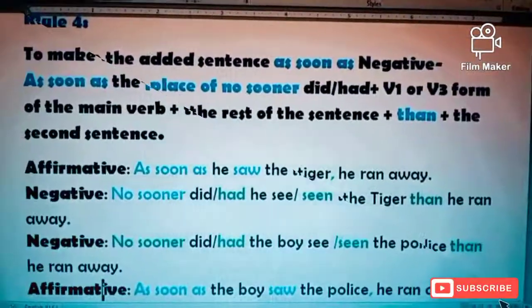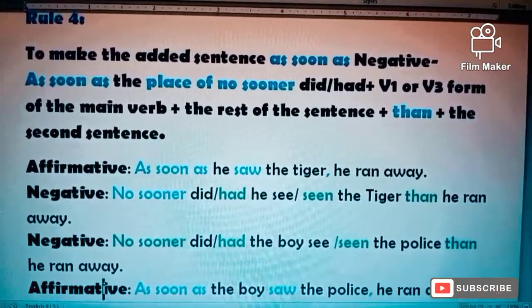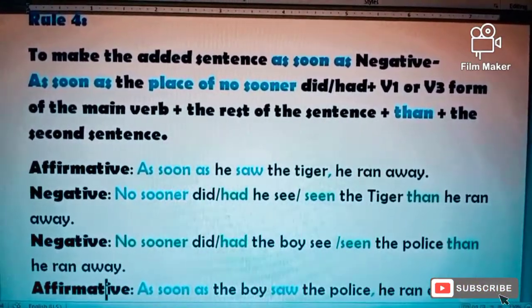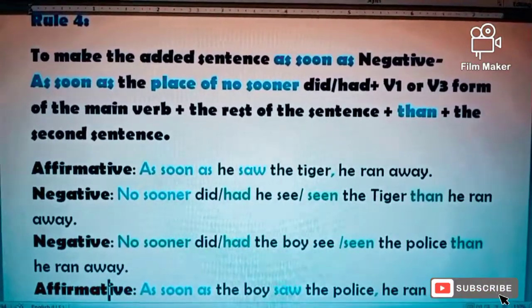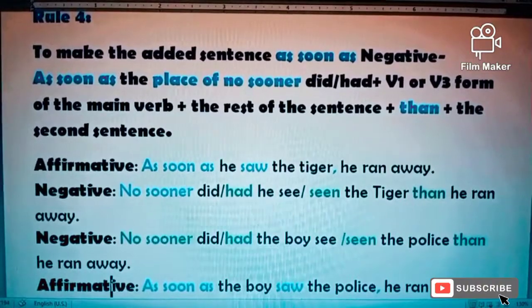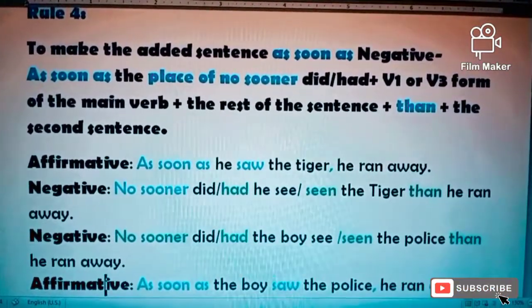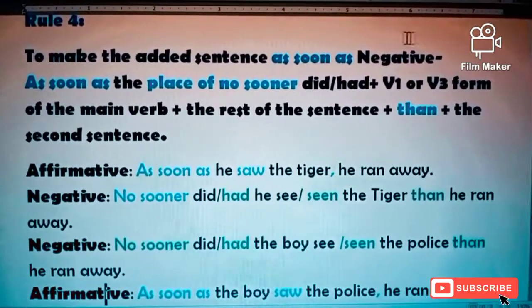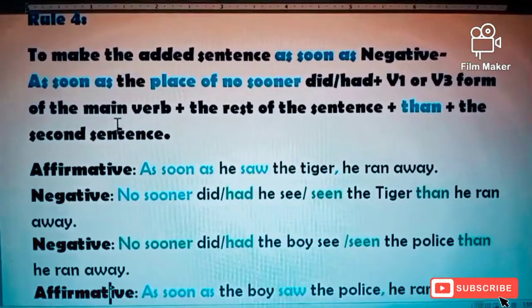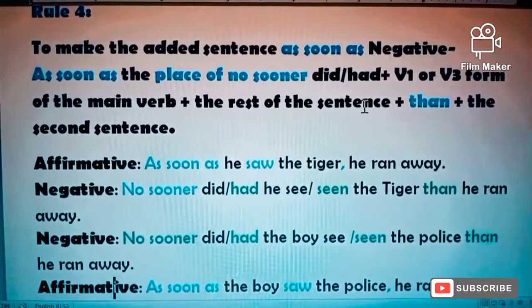Next, rule number 4. Sometimes the affirmative sentences that begin with a phrase like as soon as can be converted into negative. For that, we need to replace it with no sooner. But while replacing it with no sooner, we can use did plus the V1 form or had plus the V3 form of the main verb, and the rest of the part of the sentence.